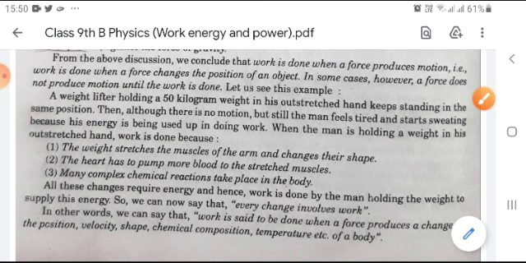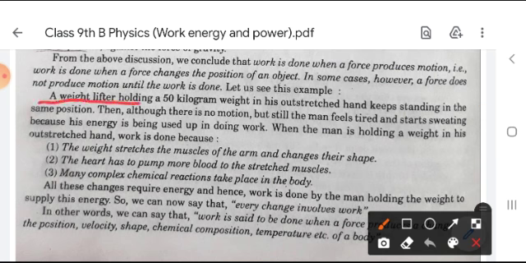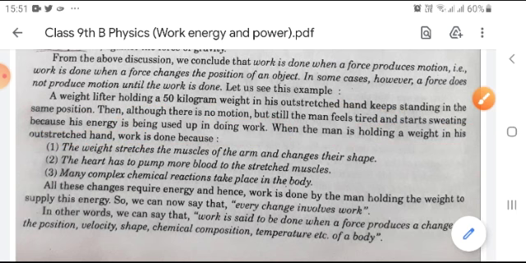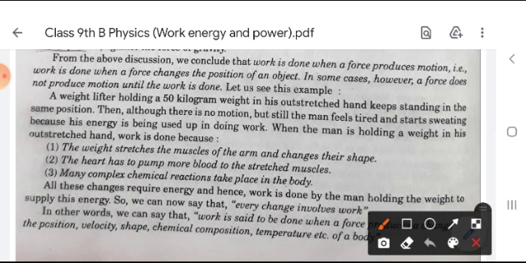A weightlifter holding a 50 kilogram weight in his outstretched hand keeps standing in the same position. Although there is no motion, the man feels tired and starts sweating because his energy is being used up in doing work. When the man is holding a weight in his outstretched hand, work is done because the weight stretches the muscles of the arm and changes their shape. The heart has to pump. Many complex chemical reactions take place in the body. All these changes require energy, and hence work is done by the man holding the weight to supply this energy.